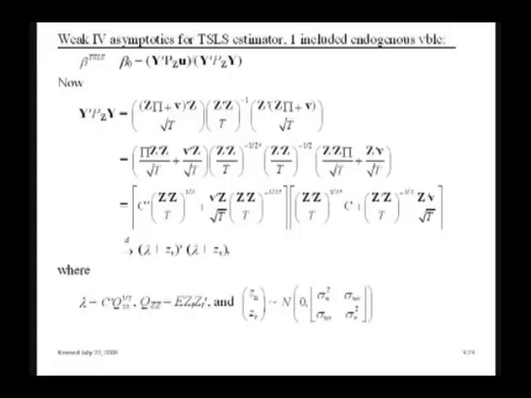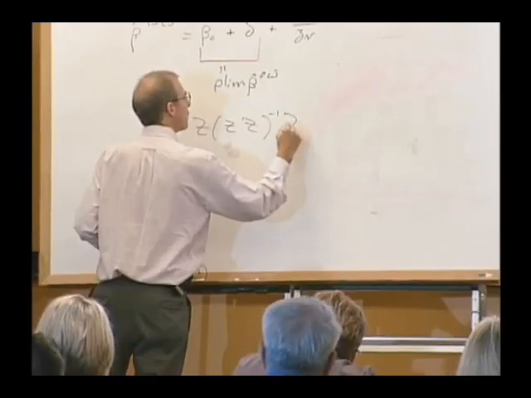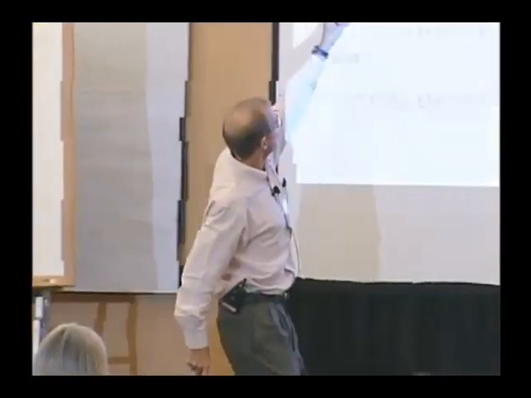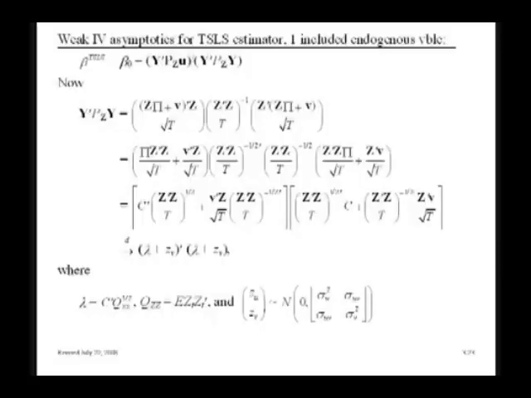And so I'm just going to look at the denominator, and then I'm going to look at the numerator. So let's look at the denominator first. The denominator is y prime Pz y, which is, I skipped a step. So y prime Pz y is, writing that out, y prime Z (Z prime Z) inverse Z prime y. And then if I substitute in what that y-hat expression is, I get that first expression up there. And then I've done something again, which is going to be this little magic.